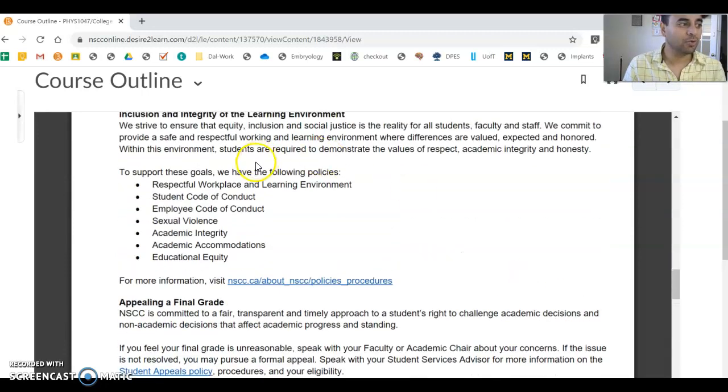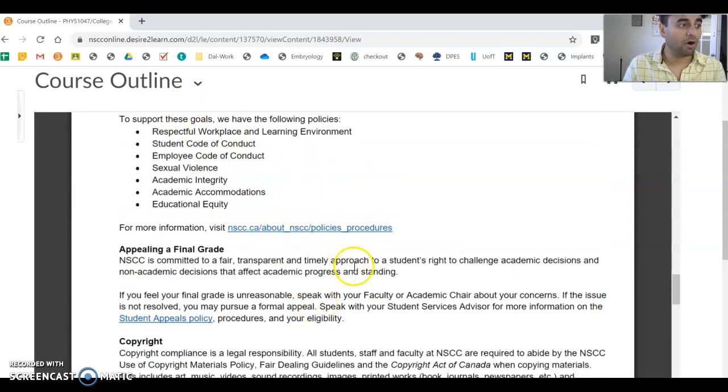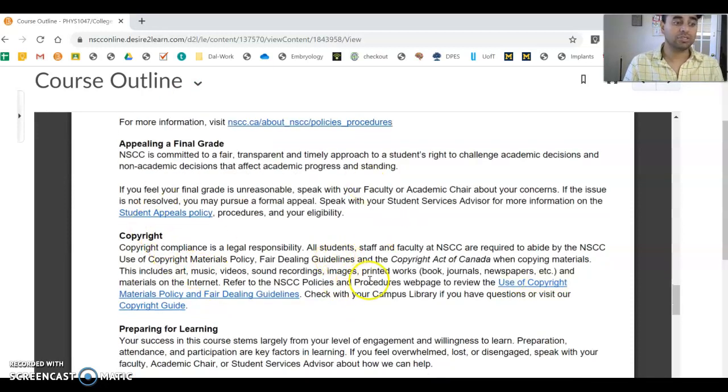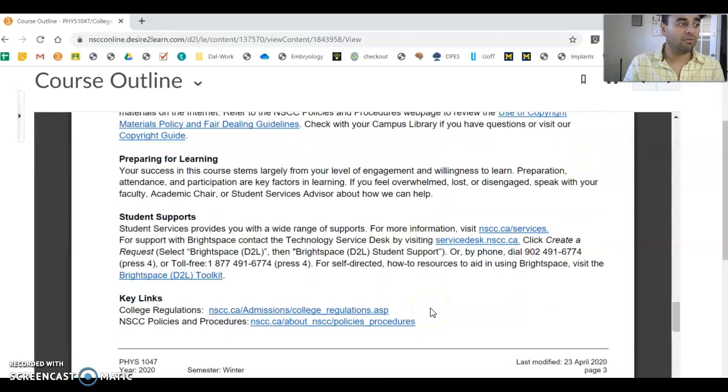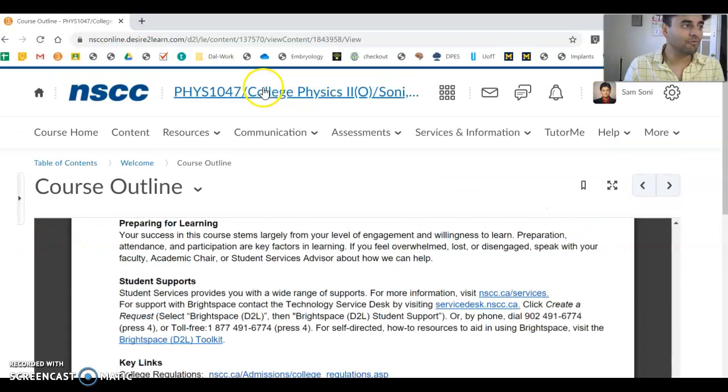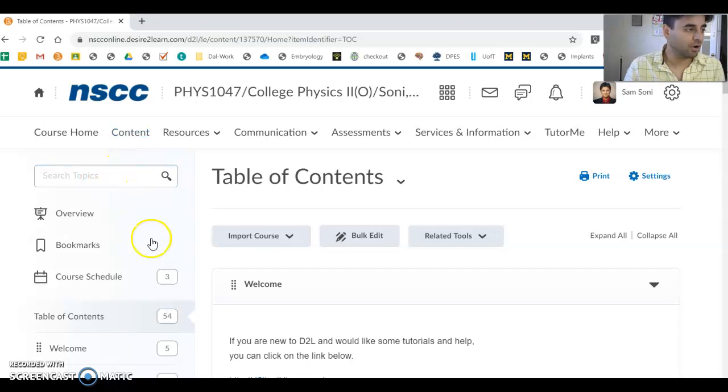Okay, make sure you go through all the links about the code of conduct if you are looking for anything. What are our policies, procedures, any appeals? Everything will be found in this section. So this was a little overview about the welcome section when you look at the contents of this course.